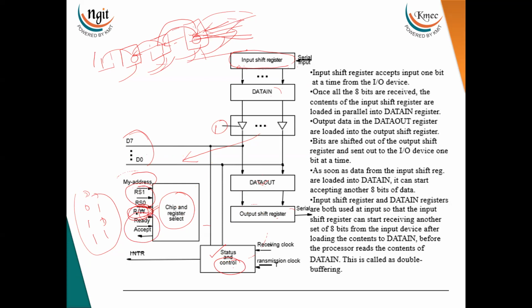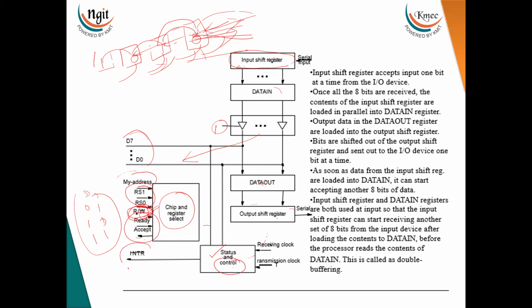These are almost like handshaking signals. Whenever the processor is ready to send the data, it will send the ready signal. If the interface or IO device is ready to accept, then it will send the accept signal. These are nothing but what handshaking means: both devices communicate before transmitting the data.